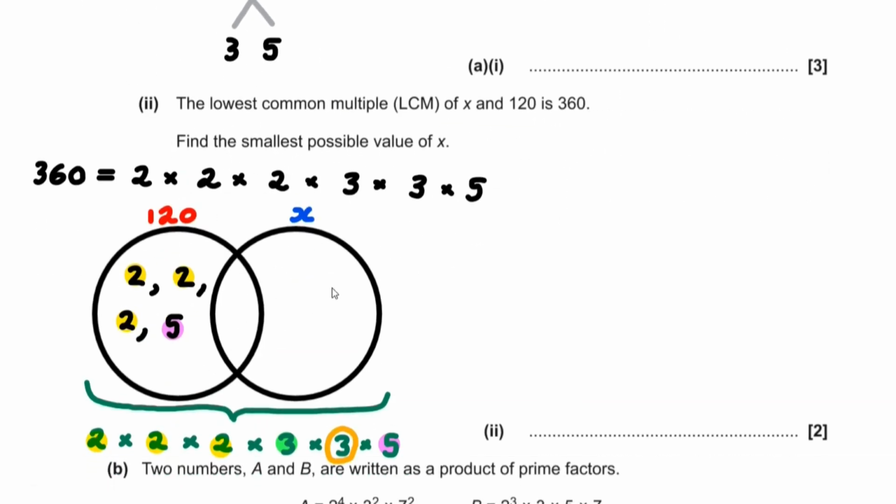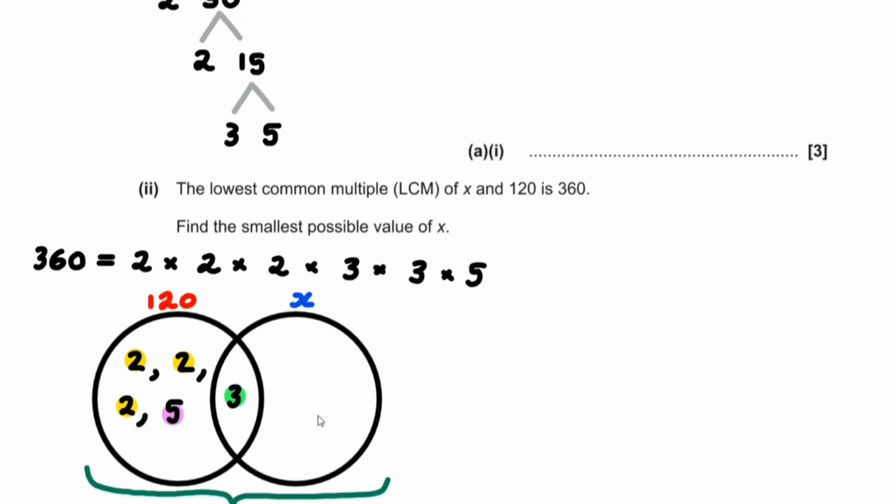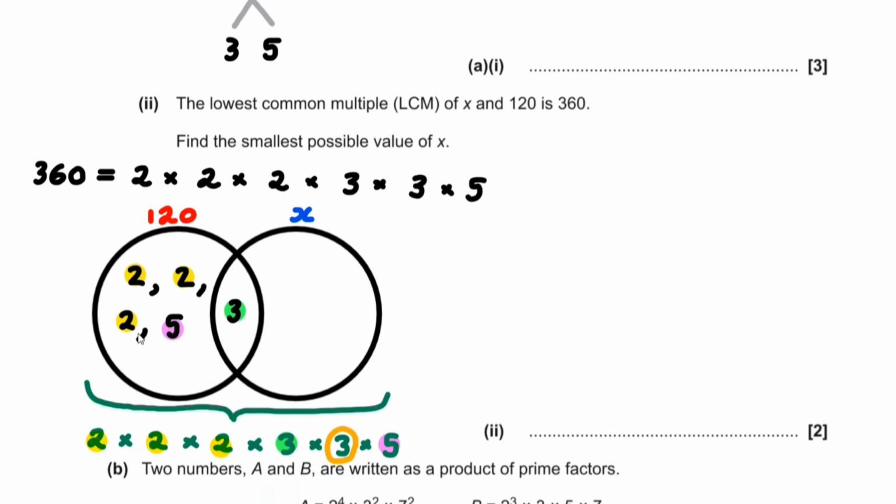And I can have this 3, which is common, going here. So I've got 2 cubed times 3 times 5, so this is the 120. And then I can put this 3 here, which means x is 3 times by 3.